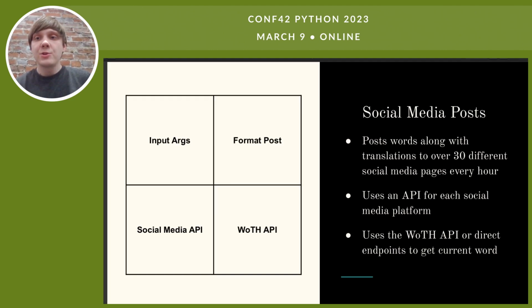All right, so for the social media posts, we post to about 30 different social media pages every hour across various different social media platforms. And for just about all of these platforms, we use some kind of API that allows us to interact with the social media platform. We also use the WAF API, which I'll talk about in a bit, or we use some direct endpoints associated with WAF to get the current word and the data associated with the current word.